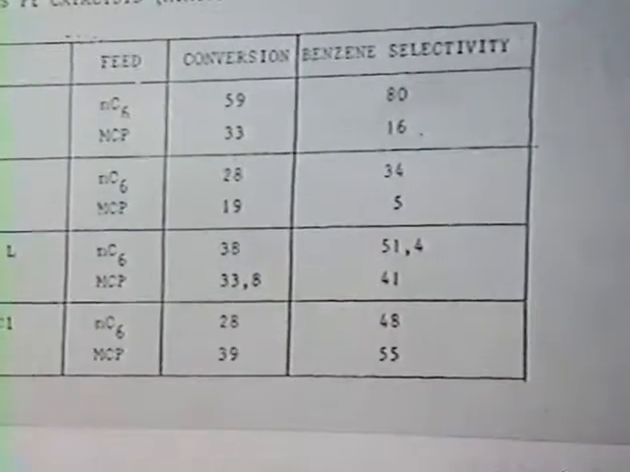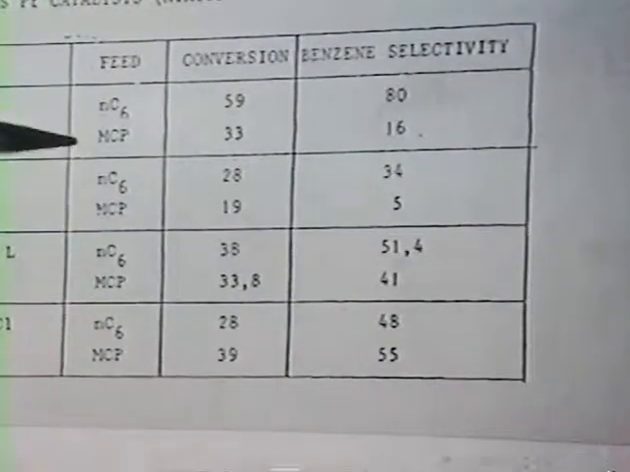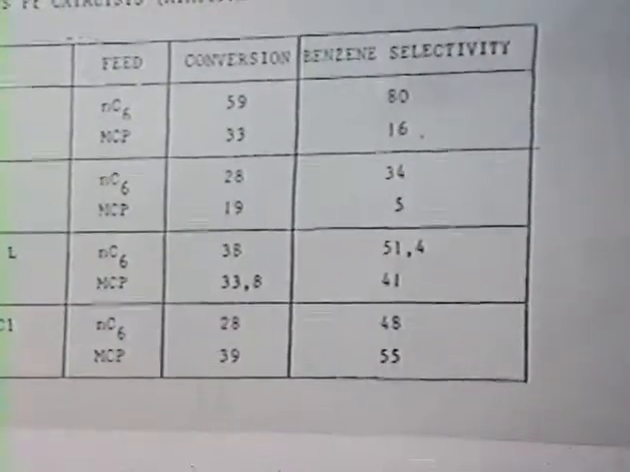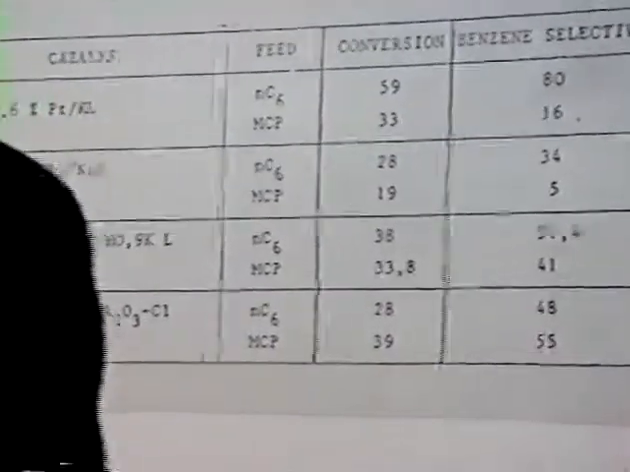Moreover, there's some evidence that the way you get from methylcyclopentane to benzene is to first go back to normal hexane and then to benzene. So there's a lot of evidence that platinum L is very different from a conventional catalyst, and the thought is that it is probably monofunctional.